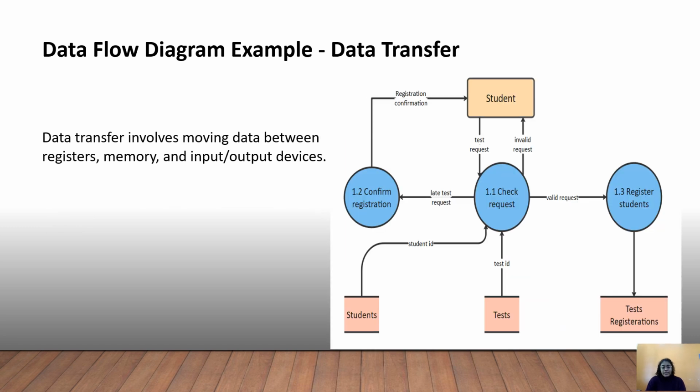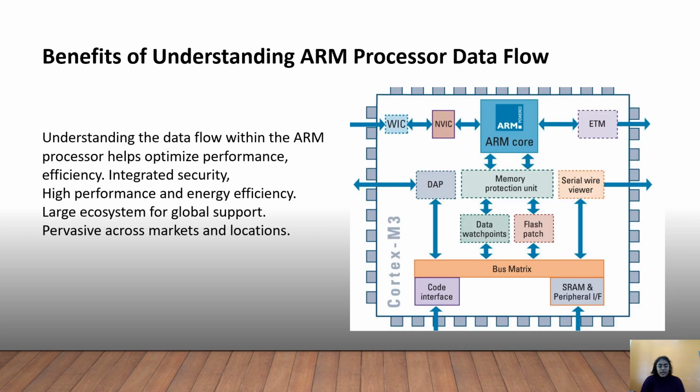Data transfer. Data transfer involves moving data between registers, memory, and input or output devices. Here you can see how data transfer works in this pictorial representation. Benefits of understanding ARM processor data flow. Understanding the data flow within the ARM processor helps optimize performance, efficiency, integrated security, high performance and energy efficiency, a large ecosystem for global support, and being pervasive across markets and locations.